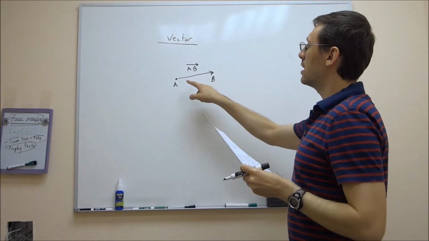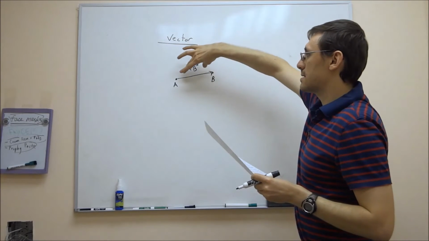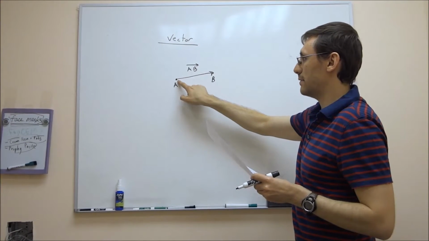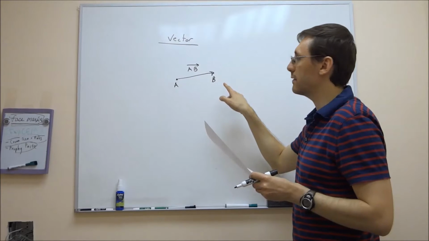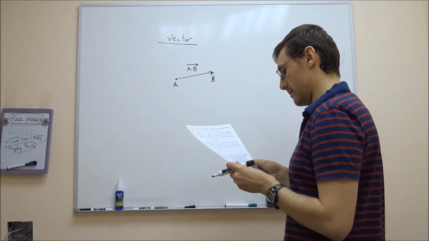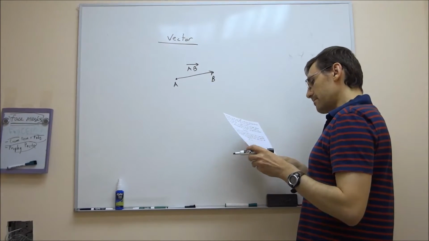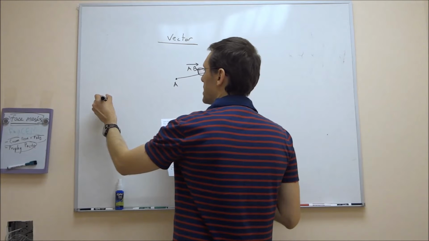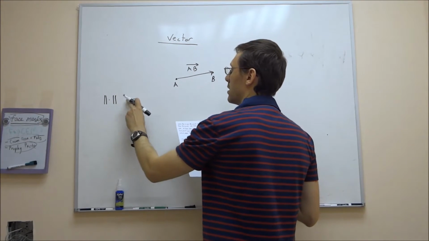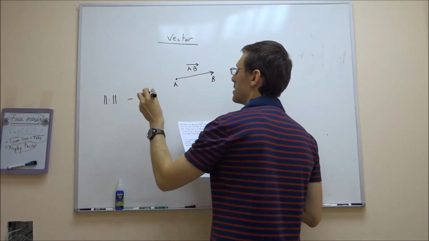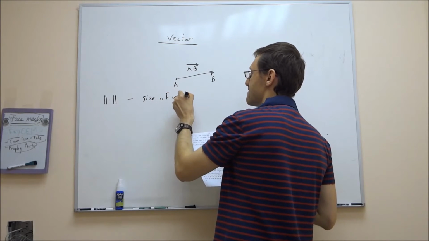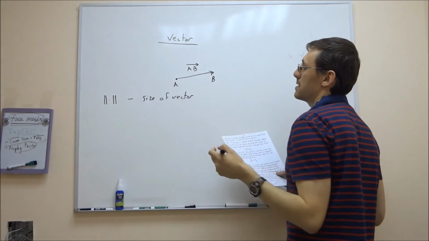So a vector is a mathematical object that has a notion of length. You can think of the distance from A to B as the length. And it has direction. Here is A and here is B, and that's the direction. We use this notation to signify size. That just specifies the size of the vector.